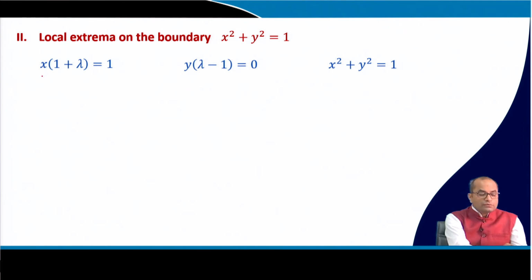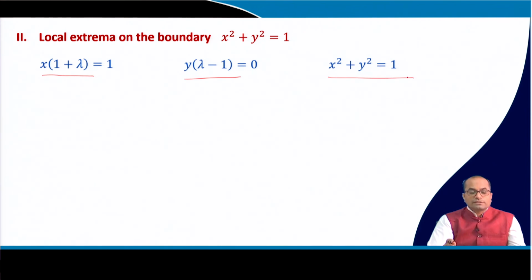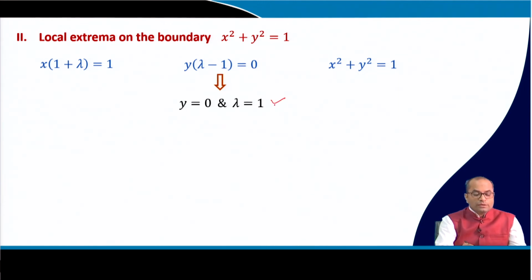So, again these three equations are written here: y times lambda minus 1, and x square plus y square is equal to 1. It looks easy now to start first with the equation y times lambda minus 1 is equal to 0, because the solution is readily available: this will be 0 for y is equal to 0 or lambda is equal to 1. So, these are the two possible solutions, y is equal to 0 and lambda is equal to 1.